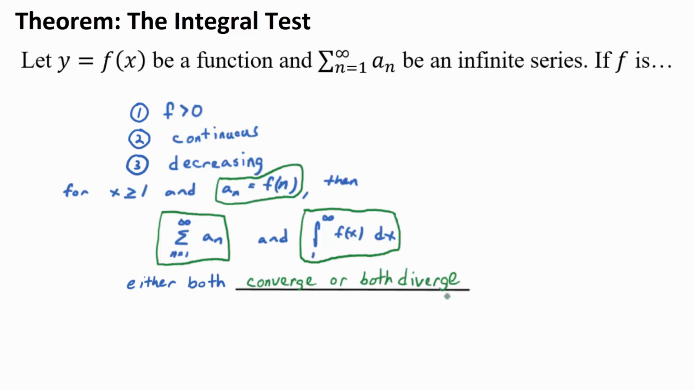So the idea is we have more tools for determining whether or not the improper integral from 1 to infinity of f of x dx converges or diverges. So if we can figure out if the conditions are met and we can figure out whether or not that integral converges or diverges, then we know about the behavior of the related series. So that's where we're going with this.